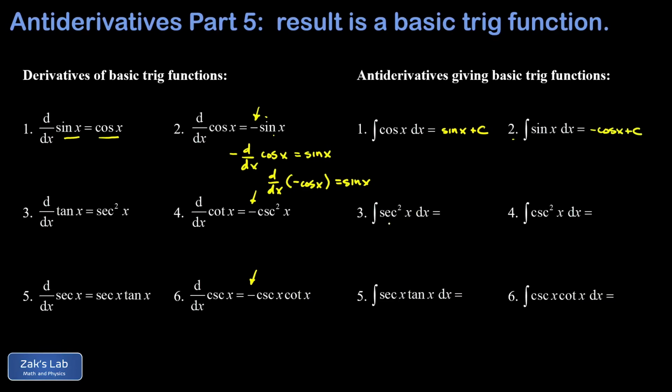And we go on like this. The antiderivative of secant squared is just the tangent function. The antiderivative of cosecant squared is negative cotangent, where again, I'm just compensating for that minus sign. The indefinite integral of secant times tangent, well, that's the thing you differentiate to get secant times tangent, so that's just the secant function. So I have secant x plus c. And finally, the integral of cosecant cotangent, that's just the negative of the cosecant function plus c. So these are our 6 antiderivatives resulting in the basic trig functions.